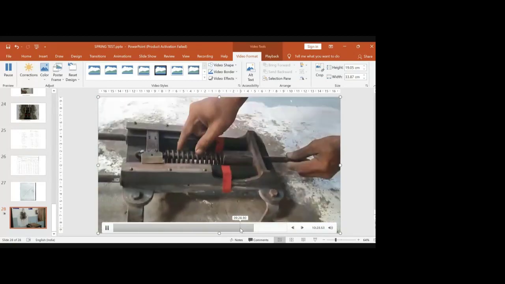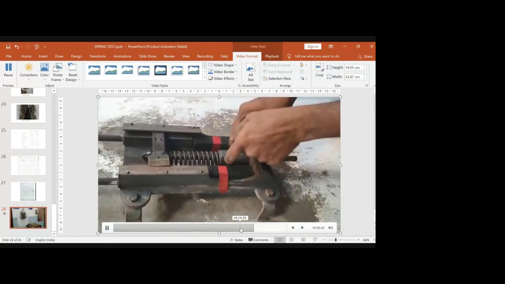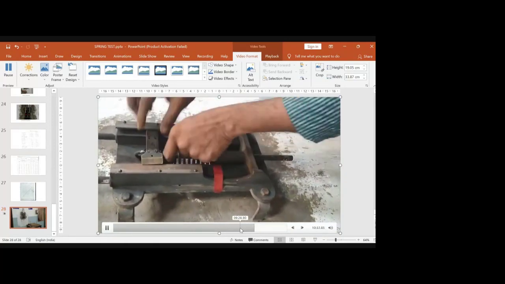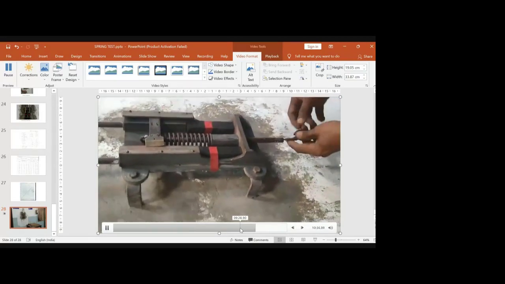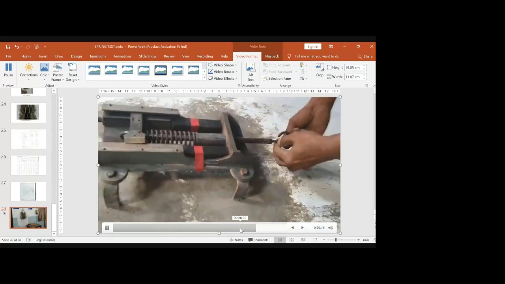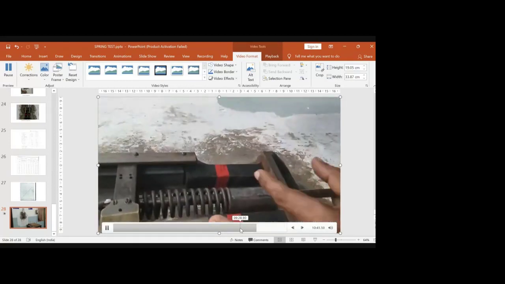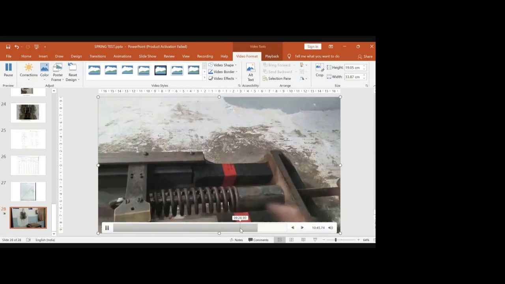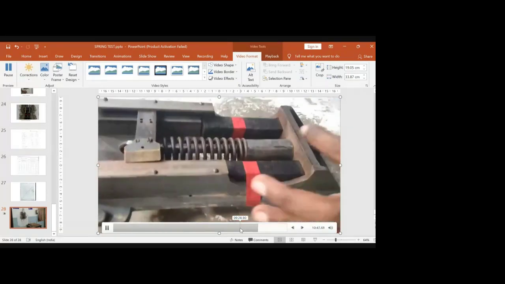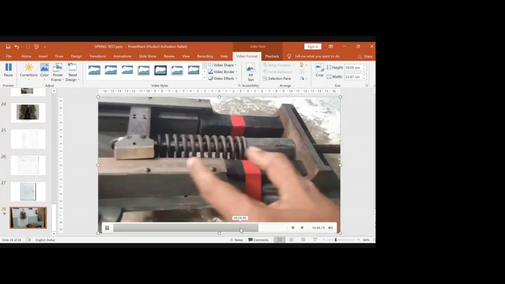So in this case, see here, the reading is not 0. Now you have to note down the initial reading. Now fit the hook, then keep the first load. Now go on taking the reading.